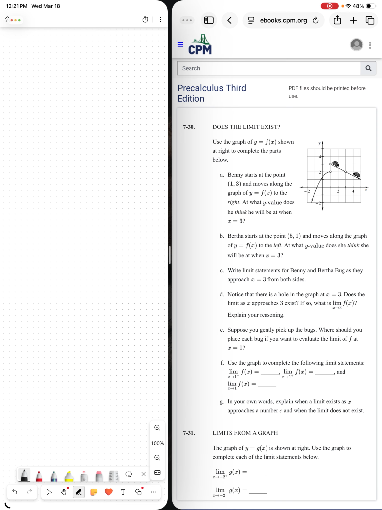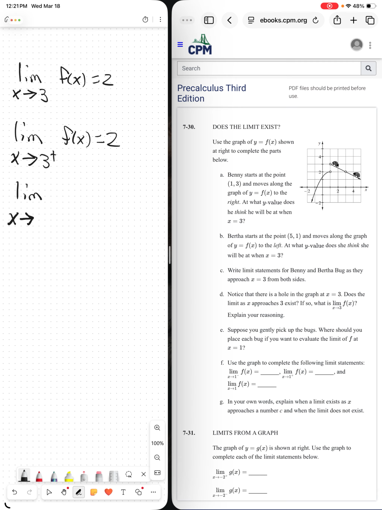So write the limit statement. So this would be the limit as x approaches 3 from the right and the left, right? So of f of x is 2. So we would do that from 1 from the right and 1 from the left. So remember yesterday we talked about this plus and minus, plus being coming from the right, minus being coming from the left. Right?